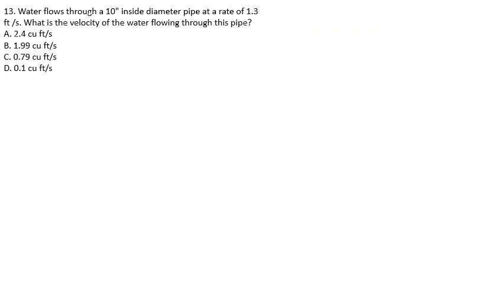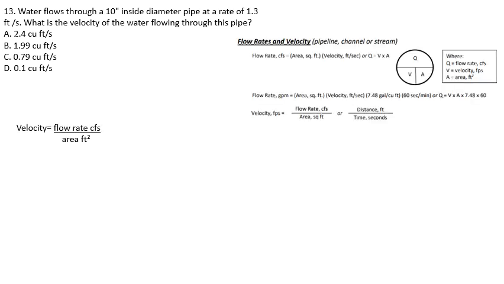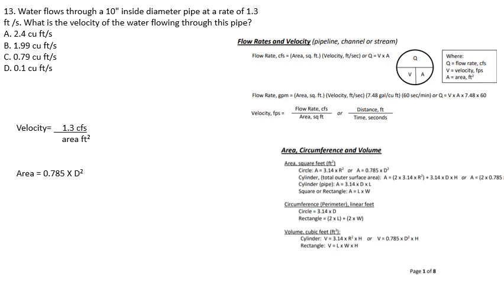Question 13. Water flows through a 10-inch inside diameter pipe at a rate of 1.3 foot per second. What is the velocity of the water flowing through this pipe? Again, flow rates and velocity. Velocity is the flow rate, cubic feet per second, divided by area in square feet. 1.3 cubic feet per second, because I gave you the flow rate. Just have to find the area, square feet, of the pipe.